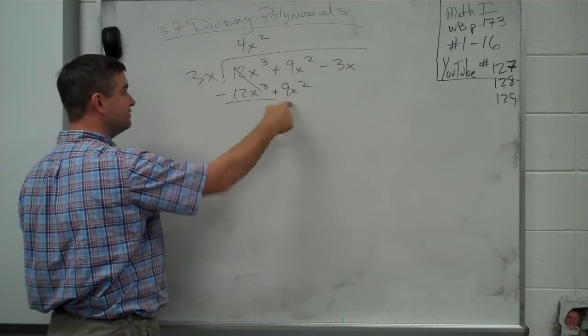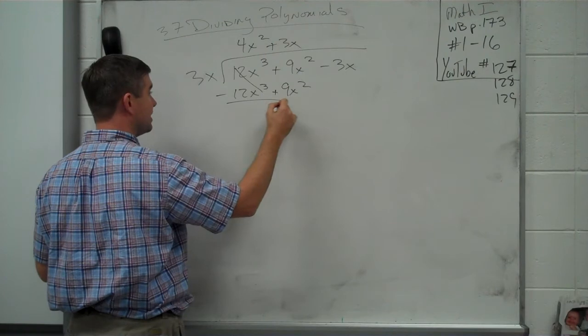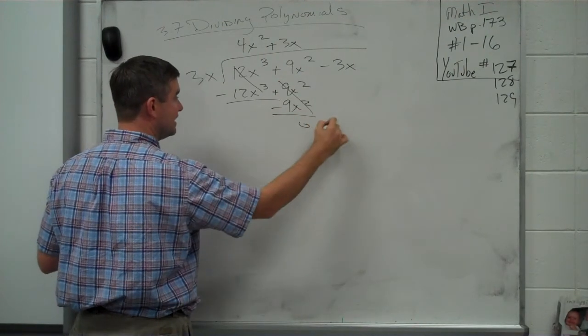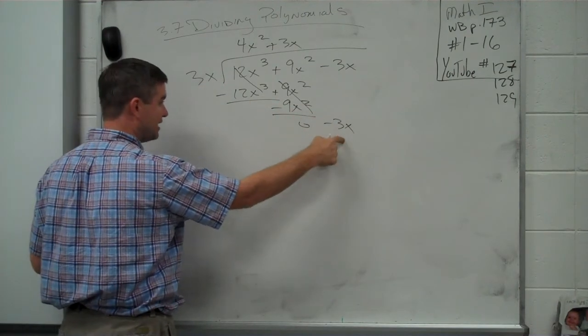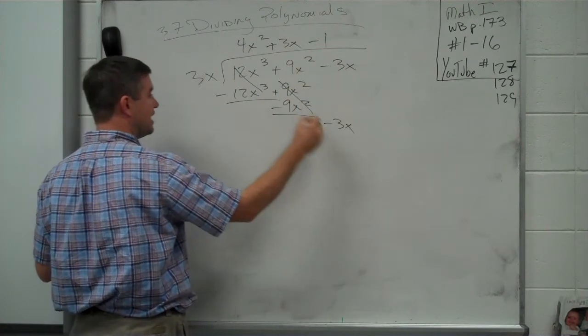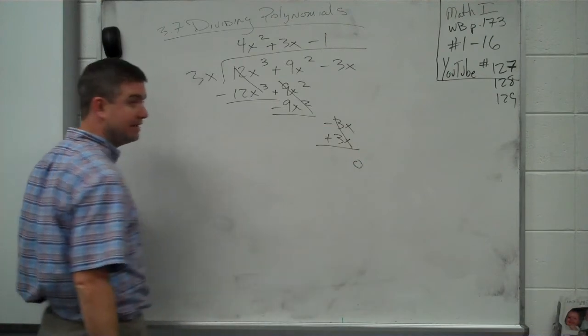What times 3x gives you 9x squared? Plus 3x. Plus 3x times 3x is 9x squared. You subtract them, they just cancel out. Then negative 3x drops down. What times 3x gives you negative 3x? Negative 1. Very good. Negative 1 times 3x is negative 3x. I make it positive and they cancel out. I get a remainder of 0.